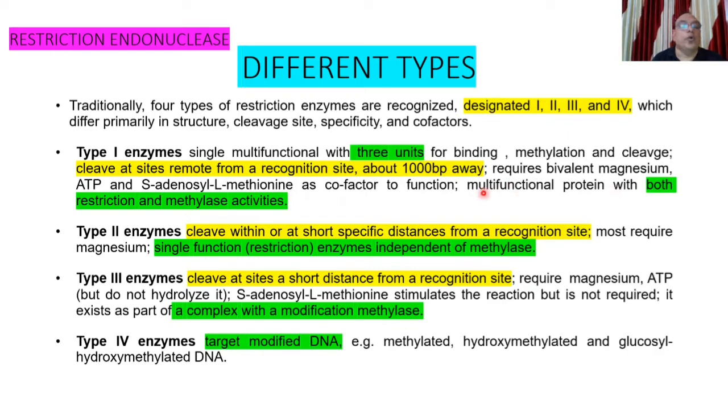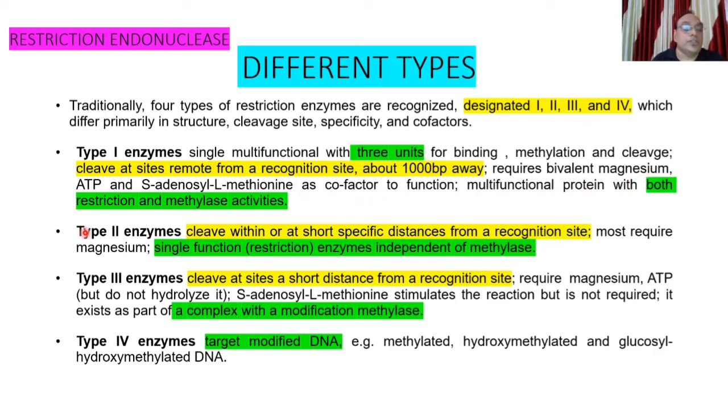It is a multifunctional protein with both restriction and methylase activities. So it will not only cause the cutting of the host infecting DNA, that is the foreign DNA cutting will take place, but it will also cause methylation of the host DNA. How methylation and why methylation, that we shall see in the next slides.